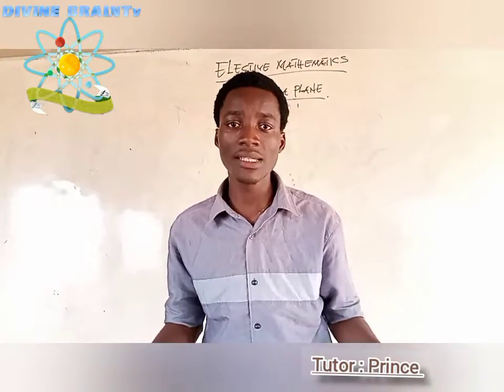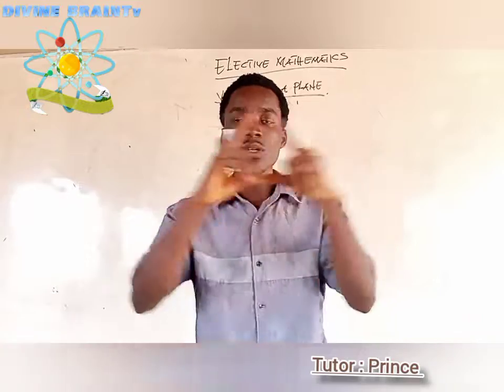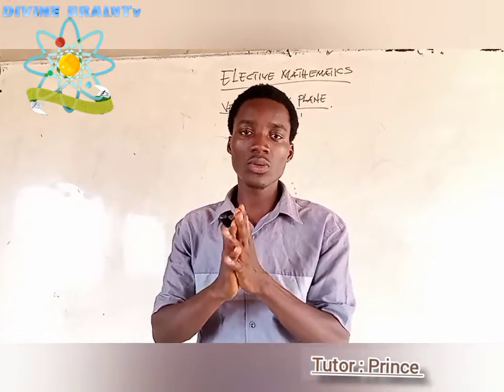Notation of a vector is simply a term given to how we denote a vector. How do you denote a vector? That is the notation of a vector. The notation of a vector is very simple. So let's go to our board and let's do it.